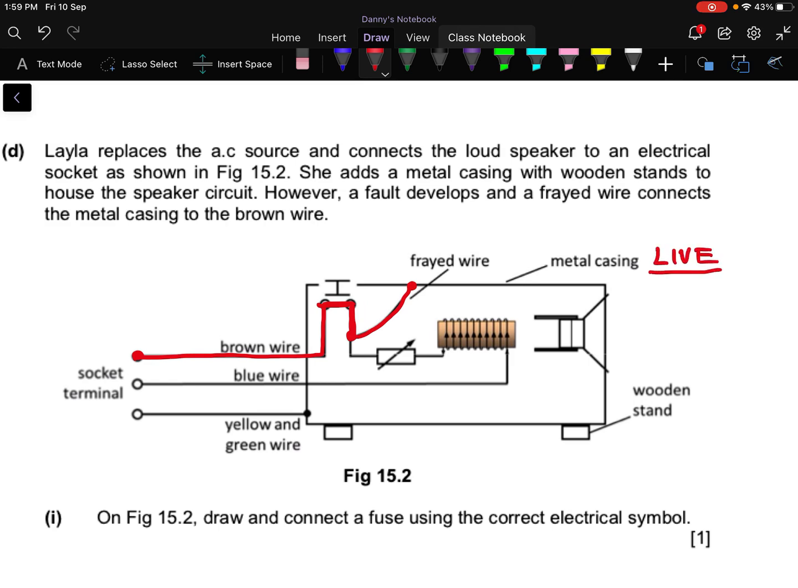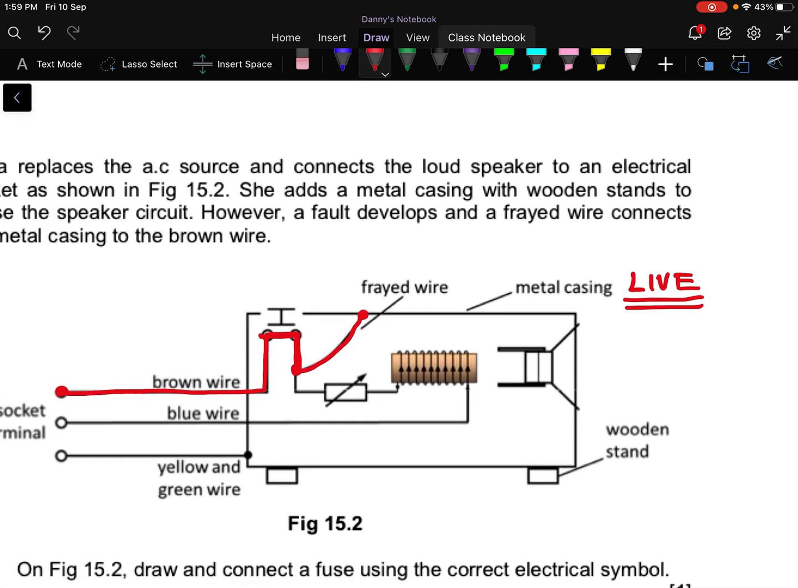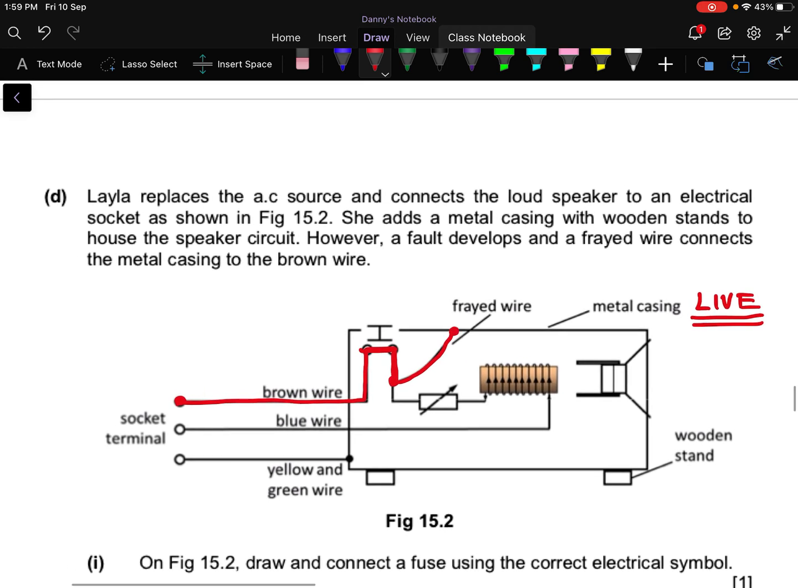Now you notice that I use the words "the casing becomes live" rather than saying that the current flows to the casing. Why can't I say that current flows to the casing? Because when we talk about current flow, there are two conditions that must be satisfied. Number one, there must be a closed path for the current to complete one cycle, from the positive to the negative.